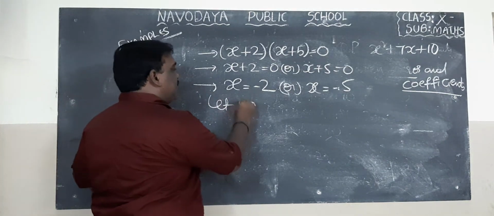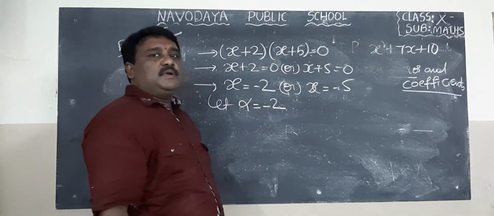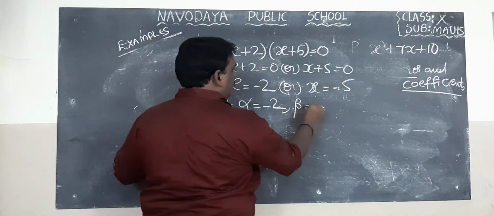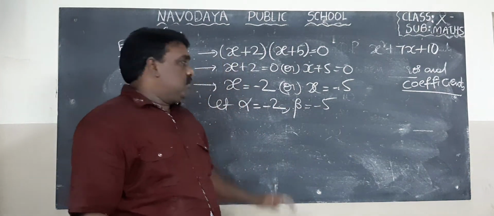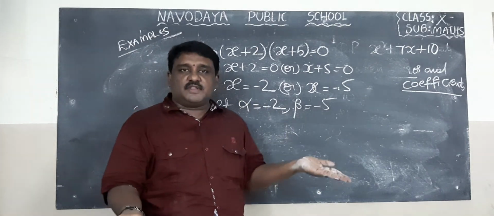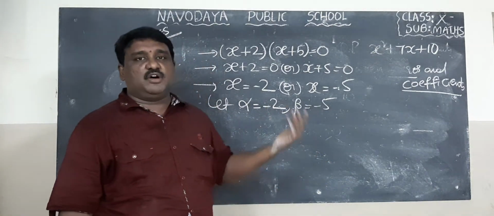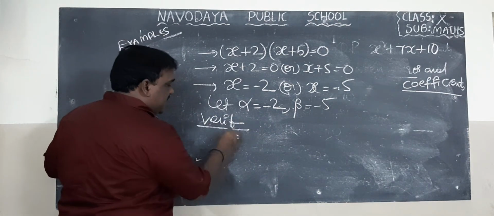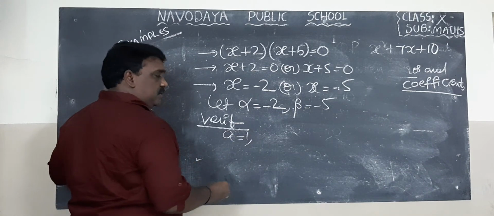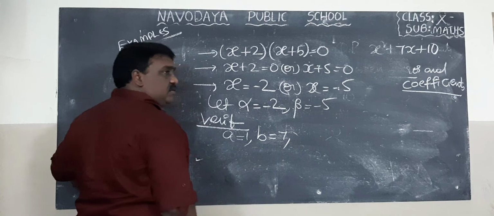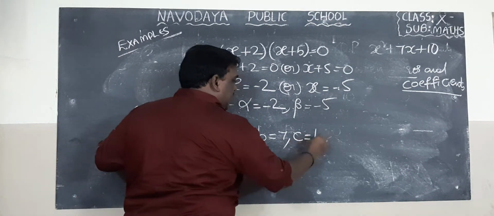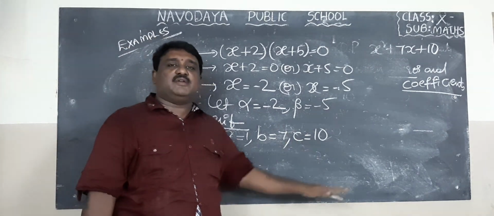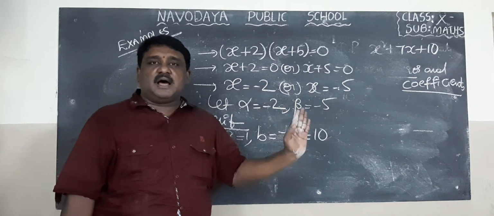Let alpha equal to minus 2. I am taking the first zero as alpha. The second one, beta equal to minus 5. What is alpha? Minus 2, zero of the polynomial. What is beta? Minus 5, zero of the polynomial. Verification. What is a value? 1, the starting number. What is b value? 7. What is c value? 10. a, b, c are coefficients. Alpha, beta are zeros.